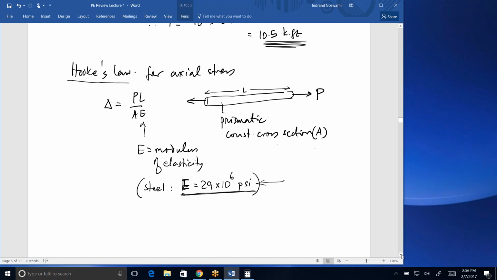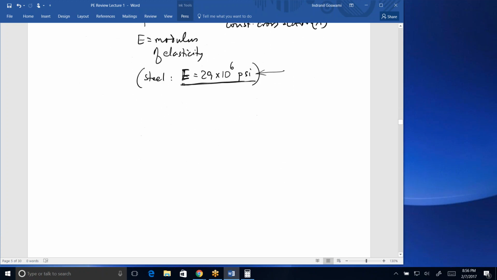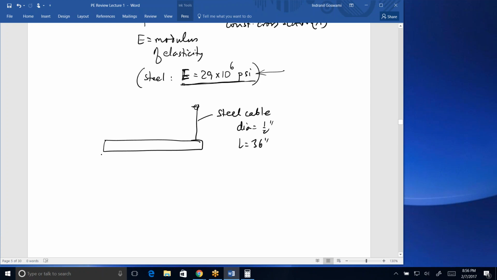A typical application of Hooke's law will come into something like, they give you a beam, let's say, and they say here's a beam, it's supported by a cable, it's a steel cable, diameter 1/2 inch, length 36 inches, and this end is restrained by a pinned support, and you have a load here of 20 kips, and this is a rigid bar.